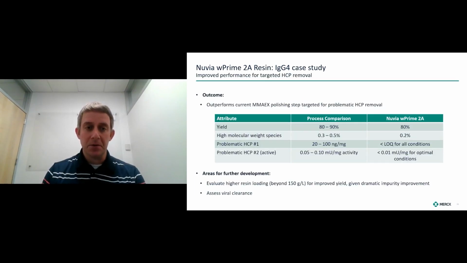So this is a case where there was a step that was already targeted for that problematic HCP removal. And for each of those two species, we see a pretty notable step up. And we're seeing a bit less binding on this resin. And probing Nuvia wPrime 2A further in this case, there'd be the ability to load higher and assess viral clearance.